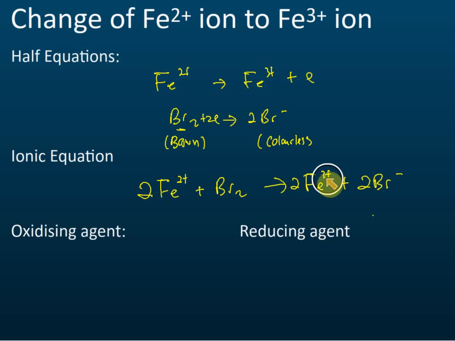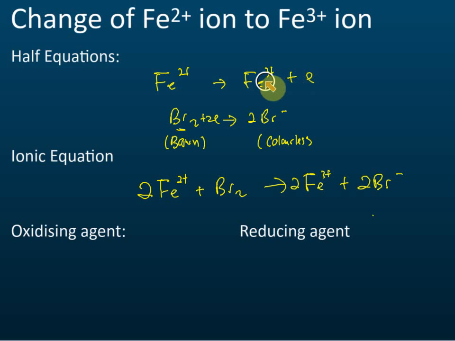For those that have a charge, show it, but bromine is neutral, so you don't need to show the charge. Only show the charge of ions. This is neutral, so no charge. After that, we need to tell whether it's oxidation or reduction. Iron 2 to iron 3. From these equations, is the electron released or received by this ion? We add electrons on the left-hand side.